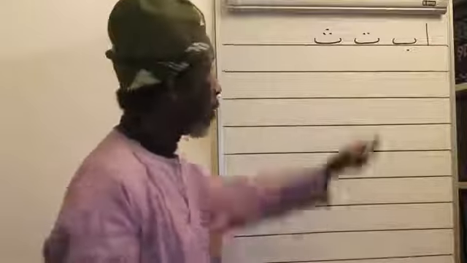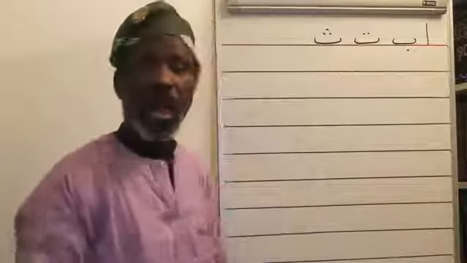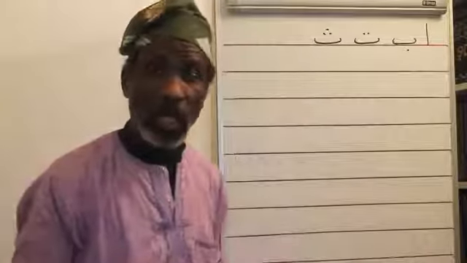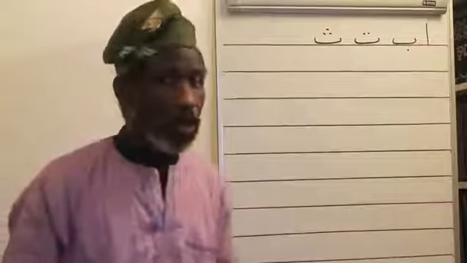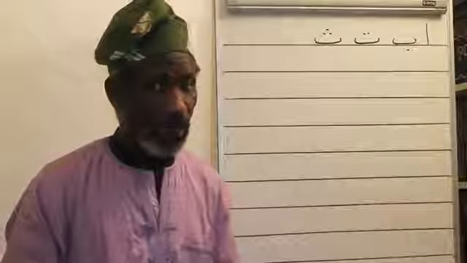So alif, ba, ta, and tha. Well done. 4 letters is gone already. You know how to write it. You know how to read it. Well done. Easy. So the next family, also there are 3 in that family as well.